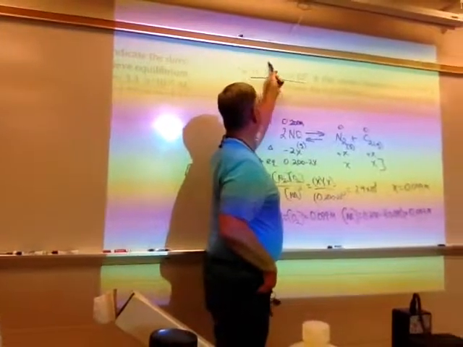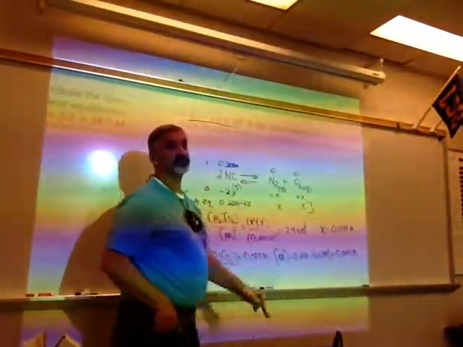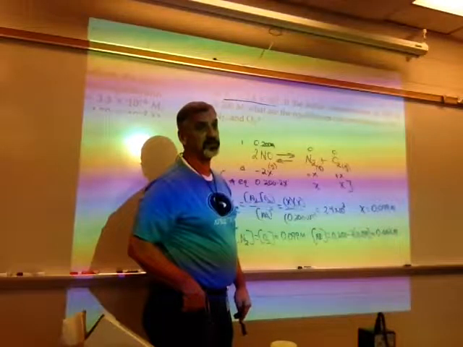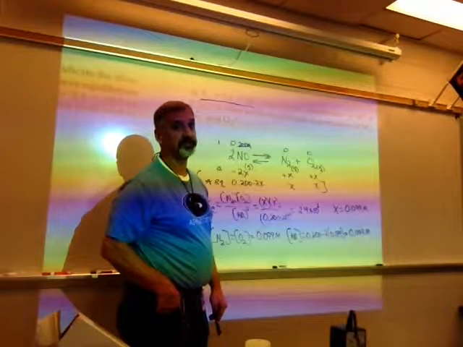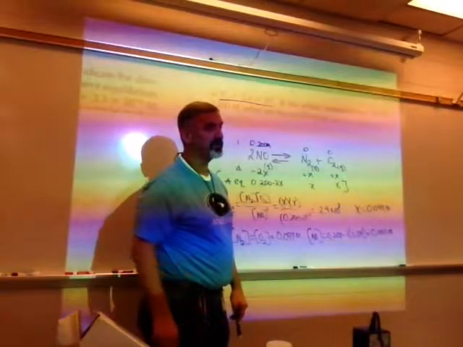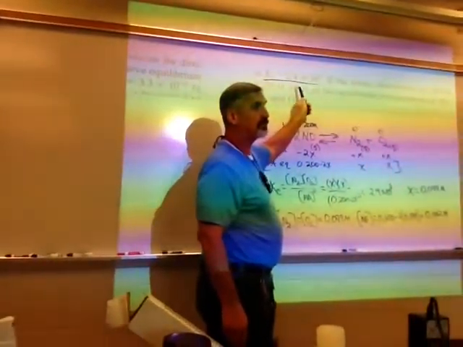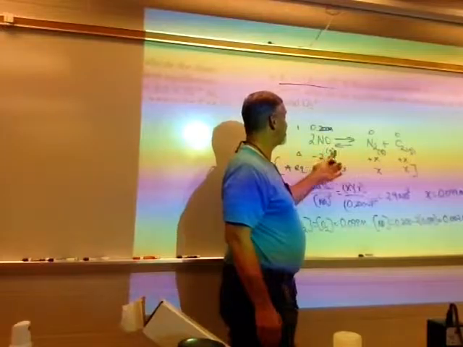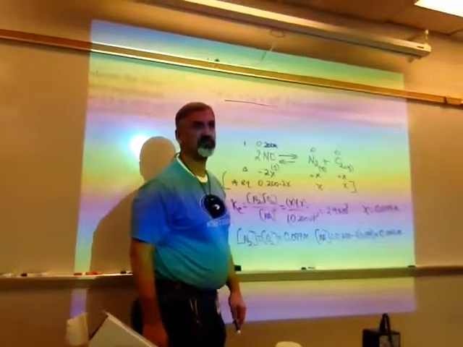How could I tell with this that it's going to do that? Is K above 1? Is it barely above 1? No, it's 2,400. It's way above 1. That's a big number. Therefore, it's very product favored. Very little of the reactant is left at equilibrium.